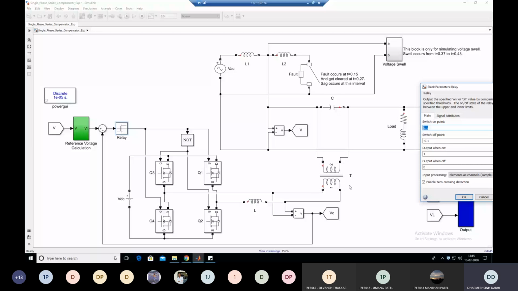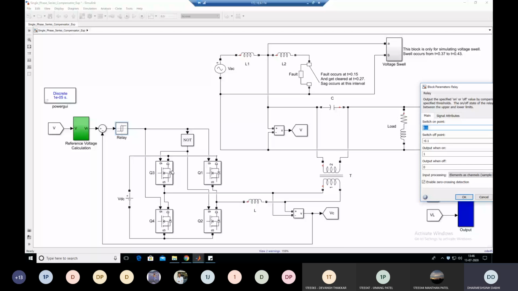Suppose, assume exactly the opposite. Suppose the input of this relay is minus 0.3. So it is in the threshold of the switch off period. Clear? It means your relay is in the off condition. When the relay is off, the output is 0. You can see that the output when off is 0. So when the output is 0, through this NOT logical operator, the gate pulse is provided to the MOSFETs Q3 and Q2.